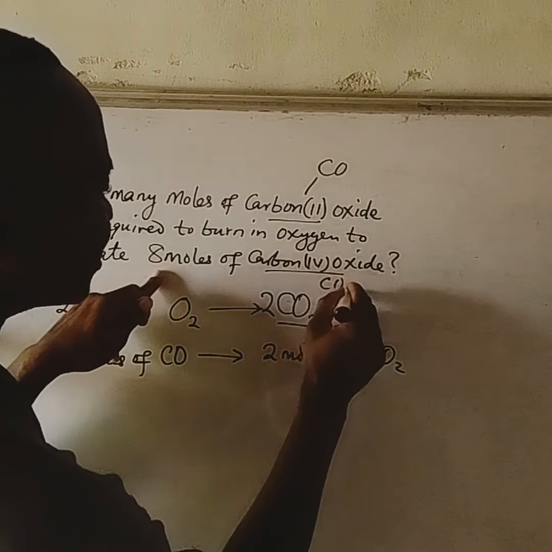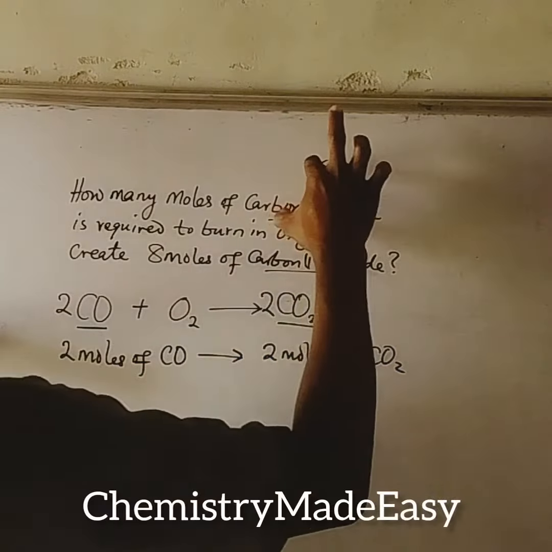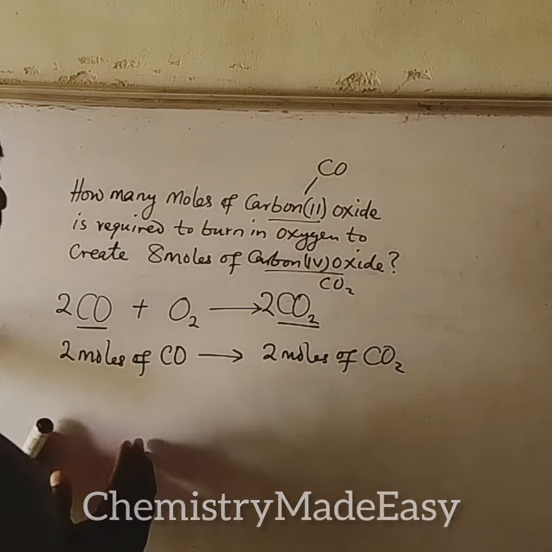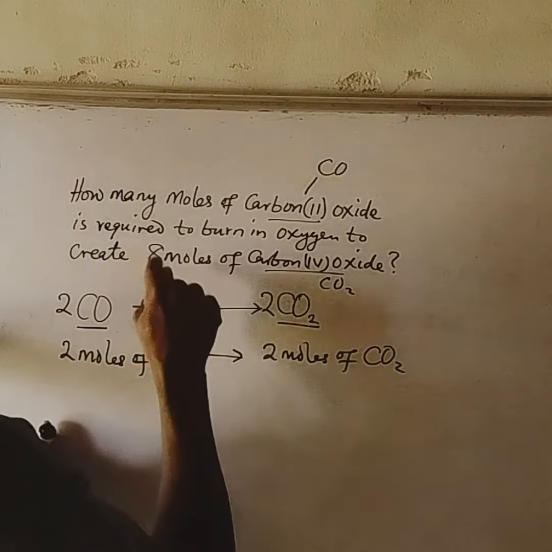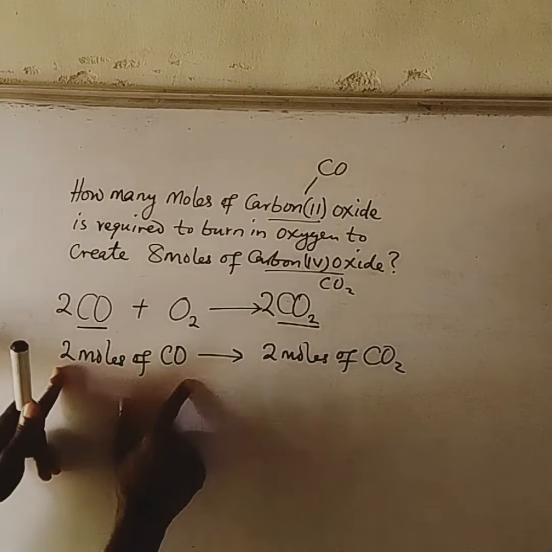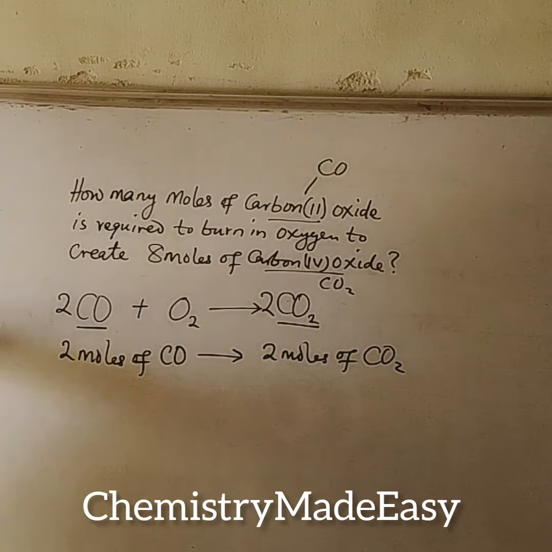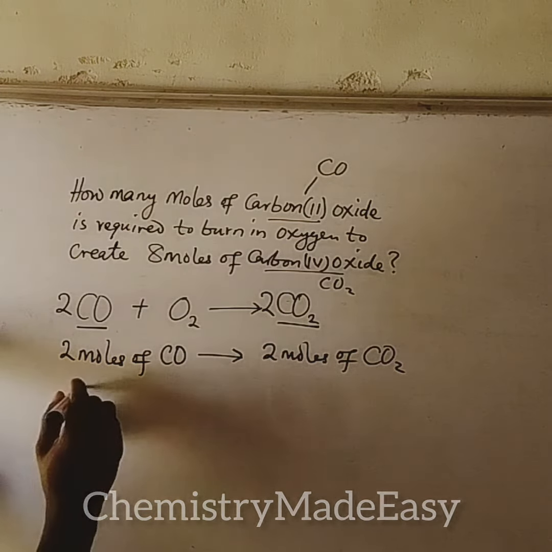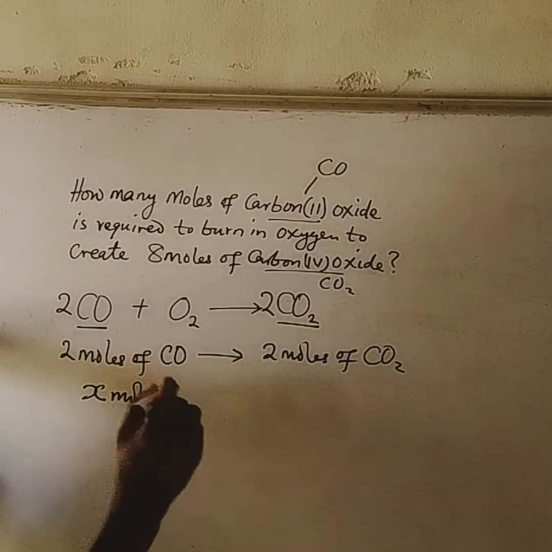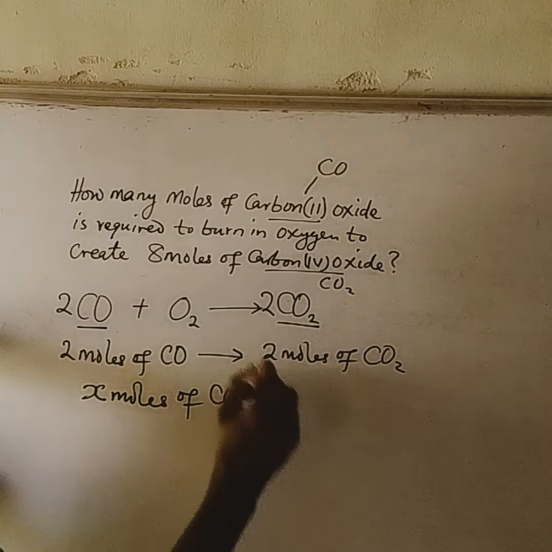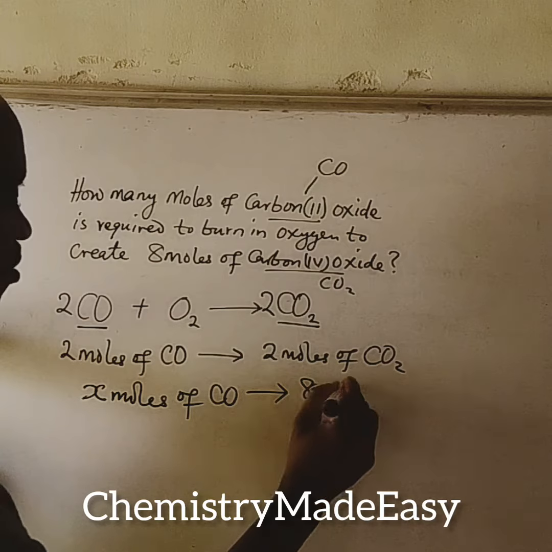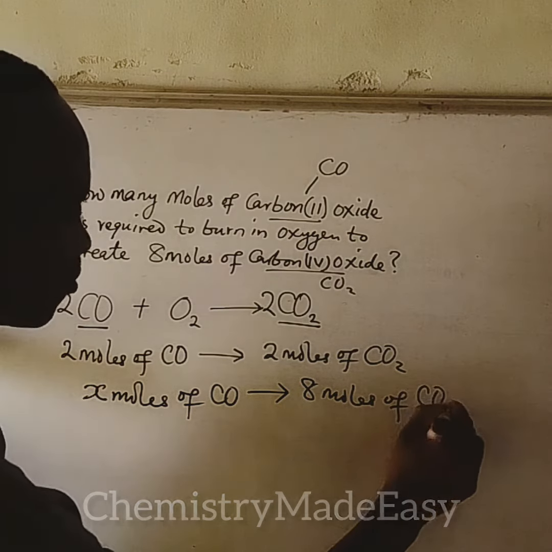How many moles of carbon monoxide, CO, burns in oxygen to produce 8 moles of carbon dioxide? So, the number of moles of CO required to produce 8. Now, if 2 moles of CO produces 2 moles of CO2, how many moles of CO would produce 8 moles of CO2?